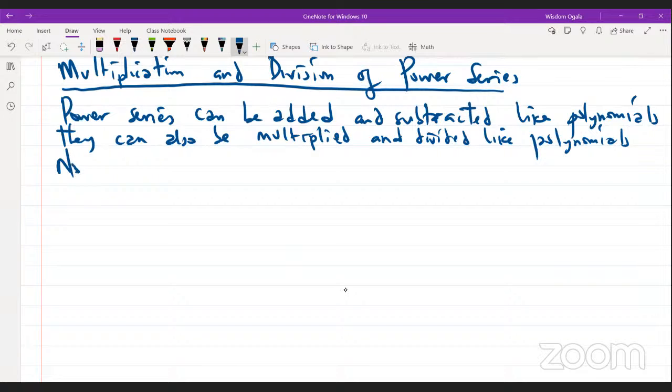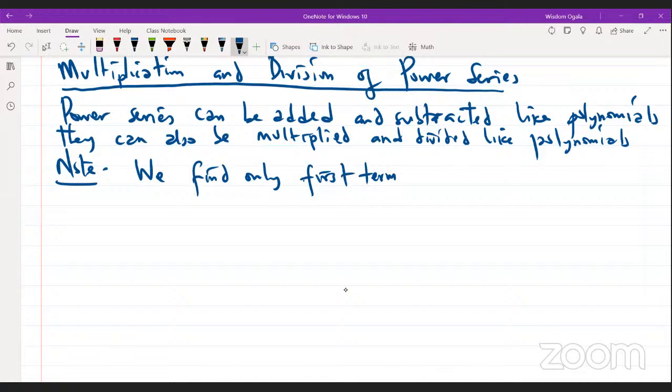Now, you need to note that when we do this, we can only find a few terms. We're talking about a power series with infinite terms, so we can't keep doing that forever. We find only the first few terms, because it's infinite and we can never do that forever, since the initial terms are the most important ones.